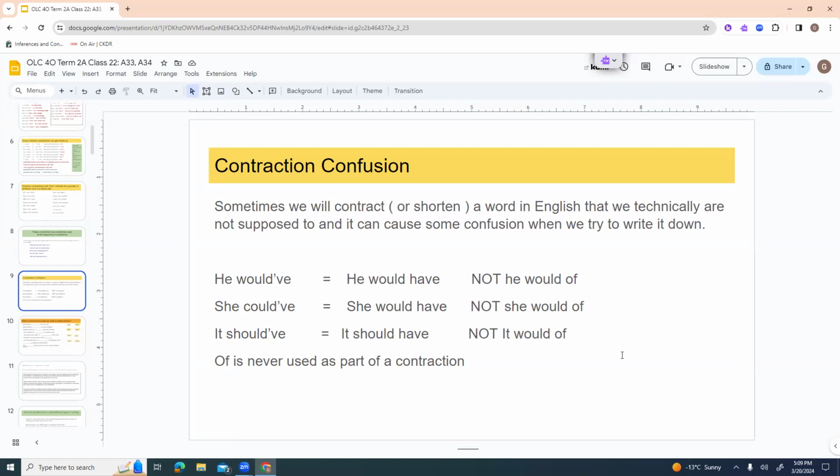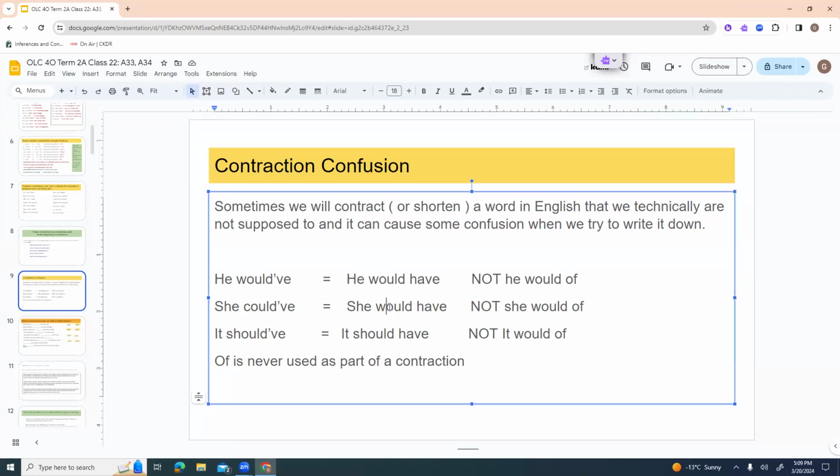It should have, or sorry, I switched here. Would, could, and at the end I switched them all. Would, could, and should are all the same kind of idea in terms of they have the same base. And so the same mistake gets made with each one of them, I find. Okay. Sorry. So for clarity, for anyone who's on the radio, he would have becomes he'd have. She could have becomes she could've. It should have becomes it should've. Of is never used as part of a contraction in that way. Okay.